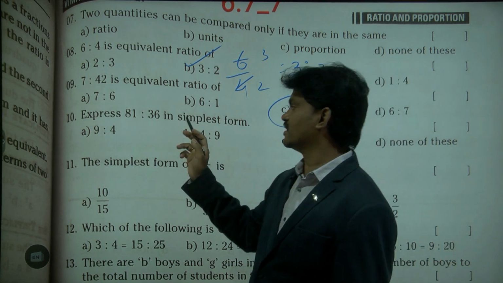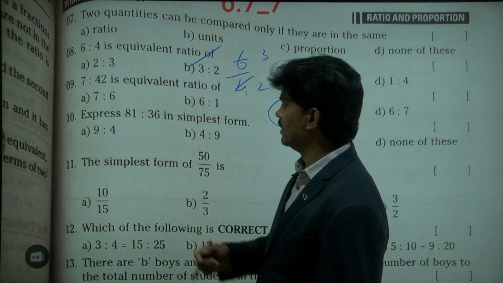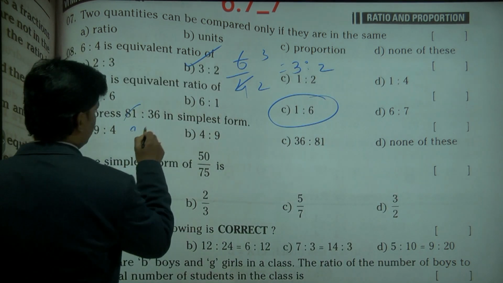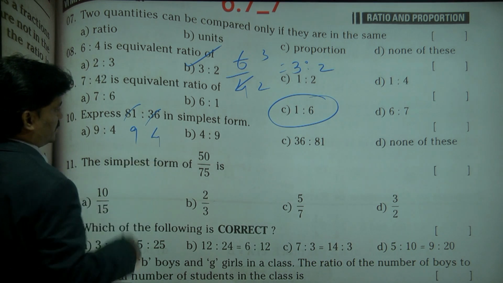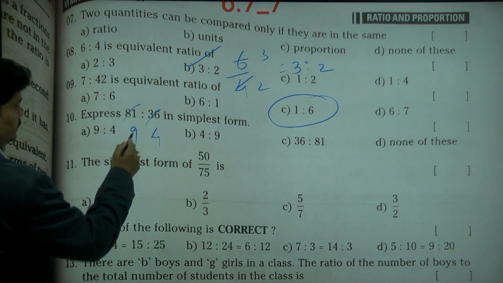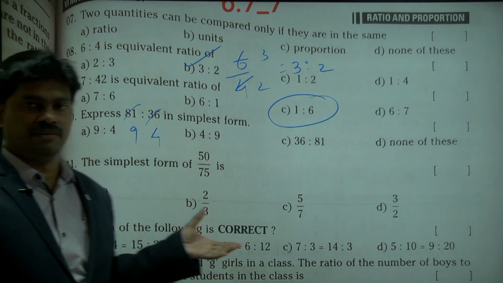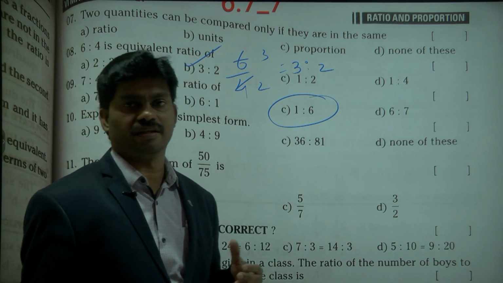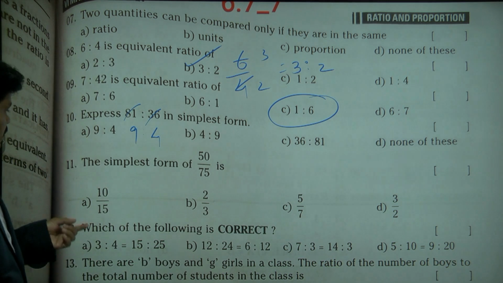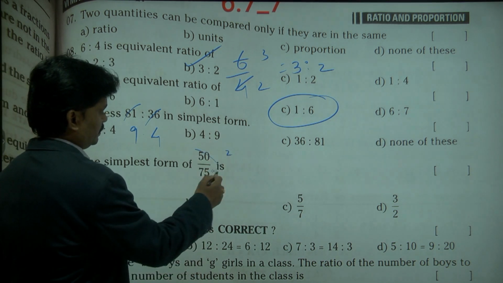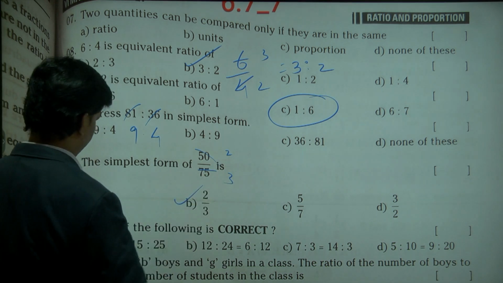Express 81 is to 36 in the simplest form. Let's take the 9 table as the common factor. 9 nines, 9 fours, 9 is to 4. You can cancel like this because it's an objective question. We are not following any step by step like that. We can do it in a simple way. Simplest form of, let's take the 25 table, 2 by 3.